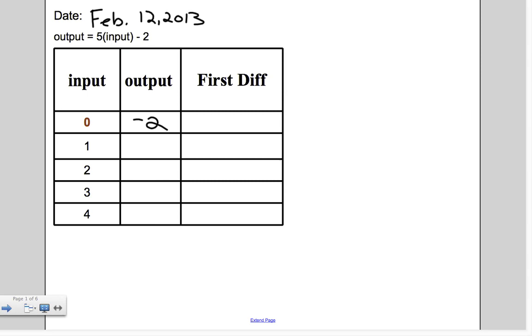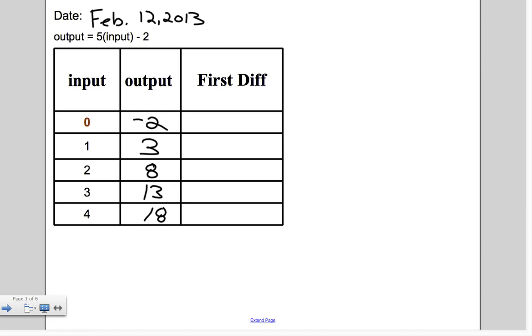The input is 1. 5 minus 2 is 3. Our input is 2. 5 times 2 is 10. Minus 2 is 8. The input's 3. 3 times 5 is 15. Minus 2 gives us 13. Finally, 4 times 5 is just 20. Minus 2 is 18. Okay?